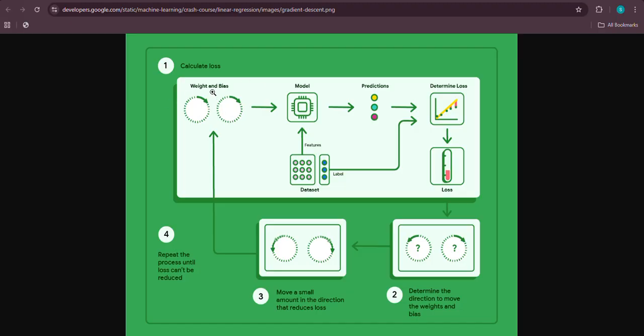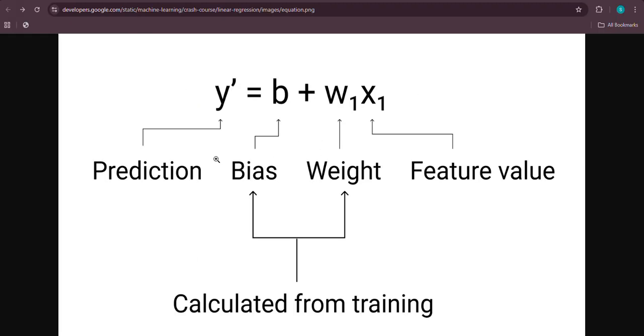Then from that weight and bias, we will predict our prediction value. Prediction value means y, or our label value. This is how it's all done.